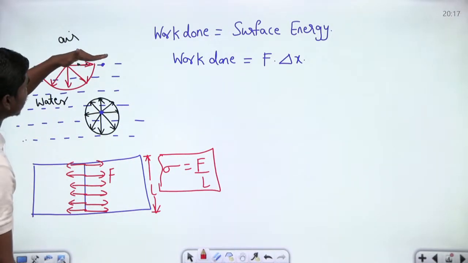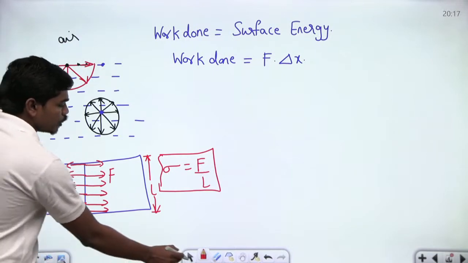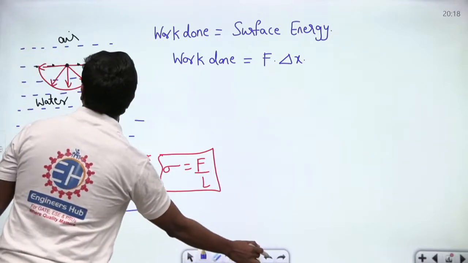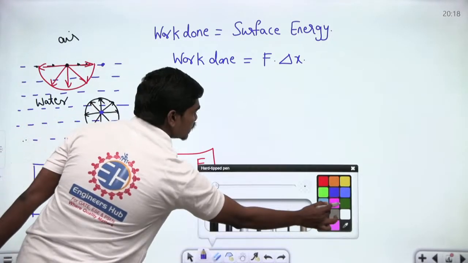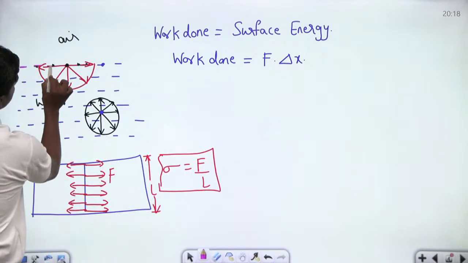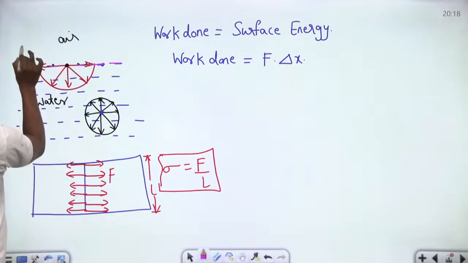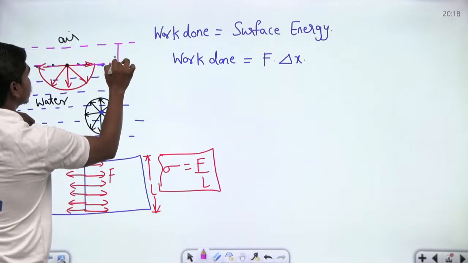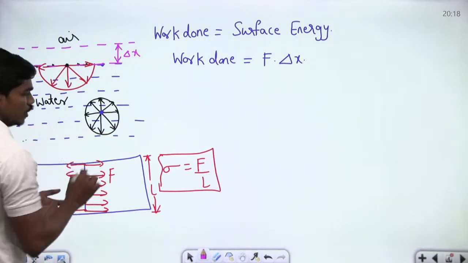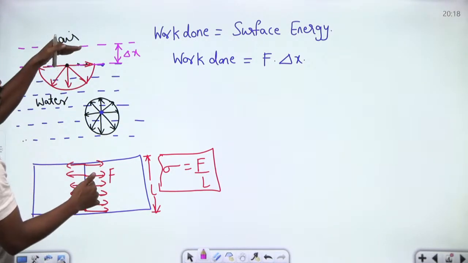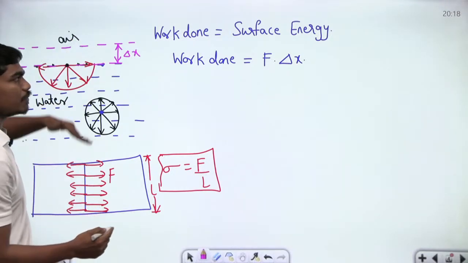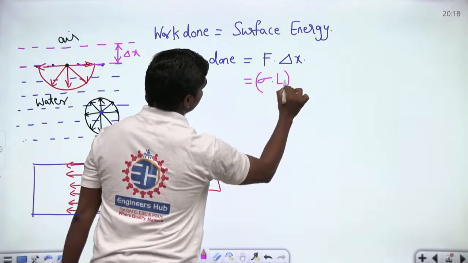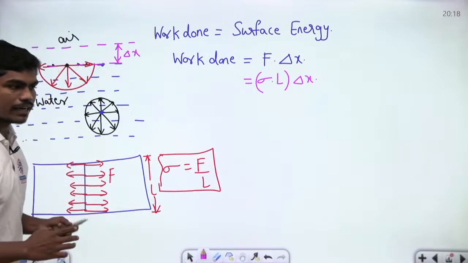Now see carefully. If I want to increase the size of this layer from this location to this, let us use a different ink for you to understand. Let us suppose the surface which is initially here, I want to increase the surface till this extent, means I want to lift this free surface by delta x. Look, this dimension is L from the top view. Now can I write this F as sigma into L? Sigma into L into delta x.